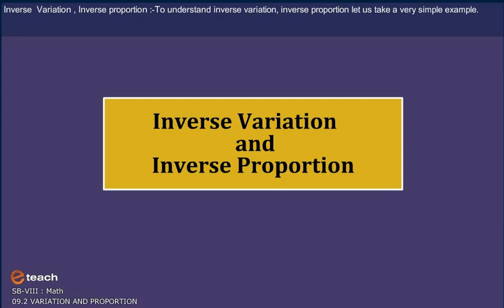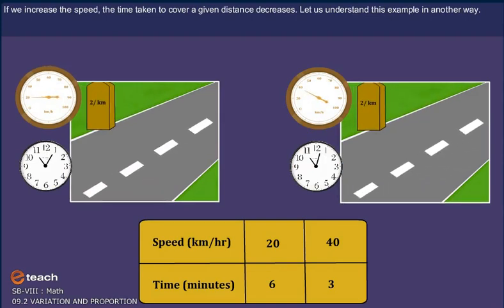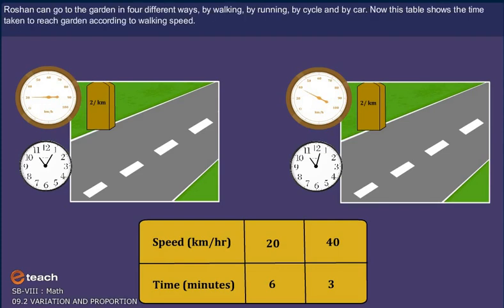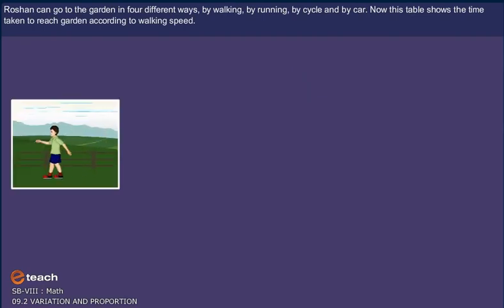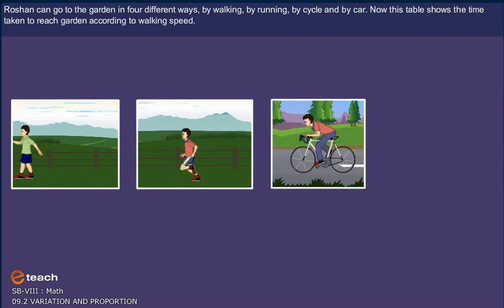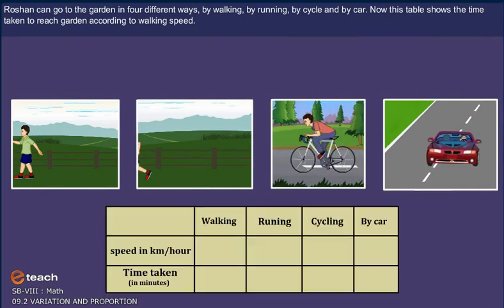If we increase the speed, the time taken to cover a given distance decreases. Let us understand this example in another way. Roshan can go to the garden in 4 different ways: by walking, by running, by cycle and by car. Now this table shows the time taken to reach the garden according to walking speed.